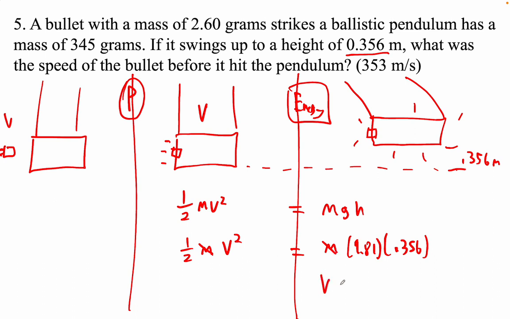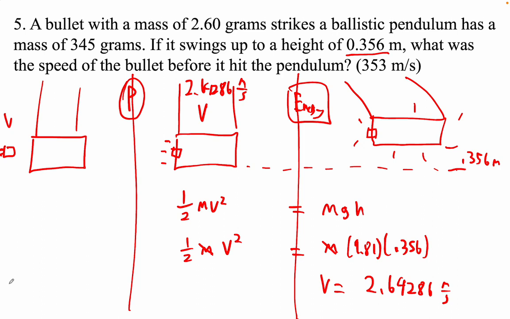The V is equal to the square root of 2 times 9.81 times 0.356. So it's actually going 2.64286 meters per second. That's the speed of this guy. This guy's going 0.64286. Right? And now we can do momentum.